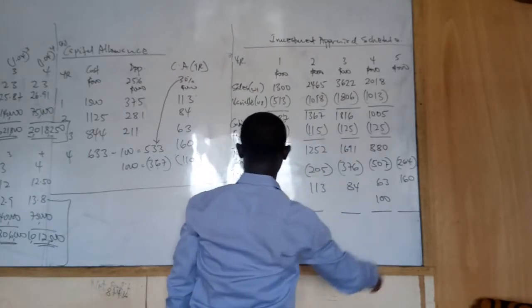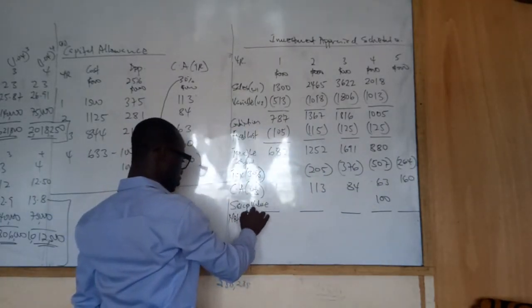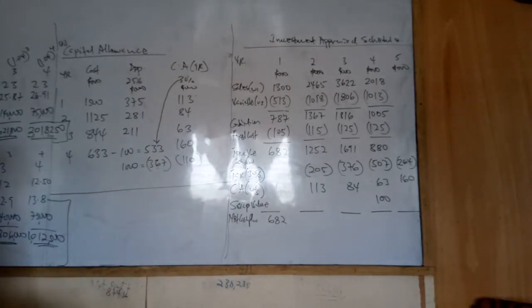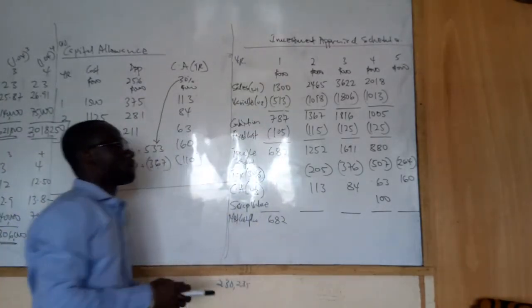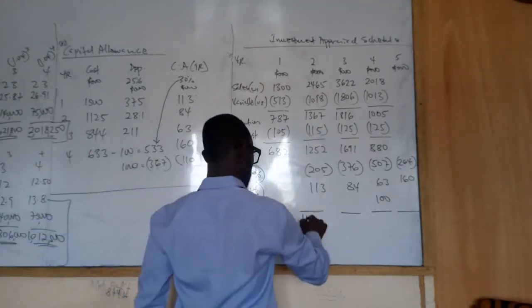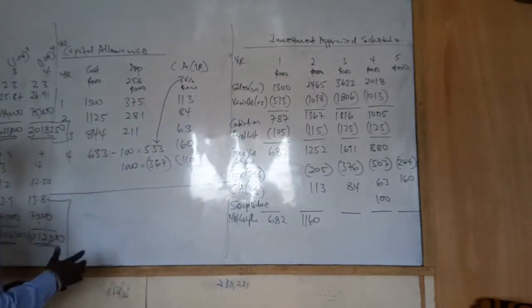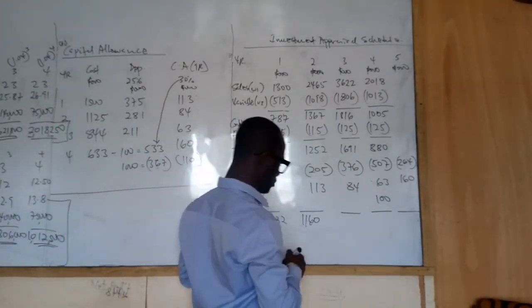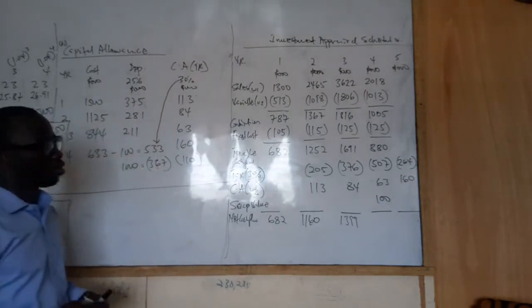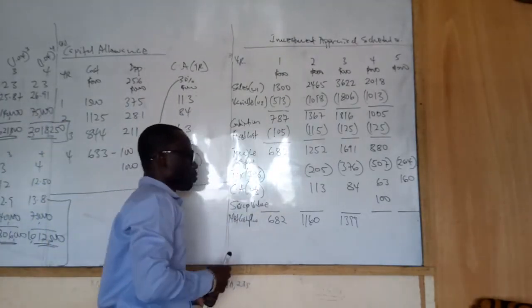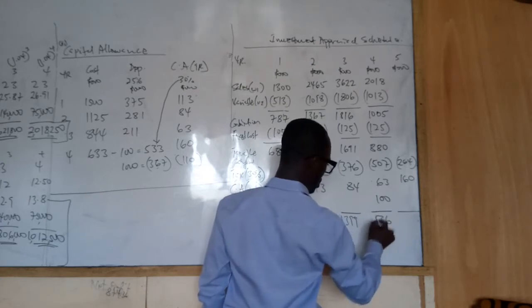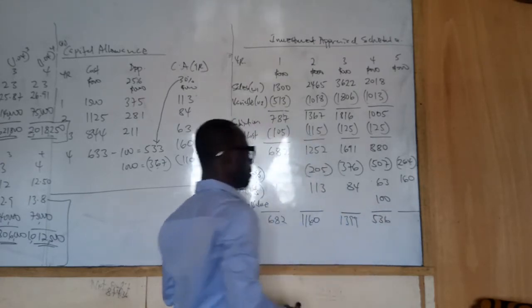I guess so. So please give me net cash flows now. I think this is still 682. Let's go. 1160. 112.